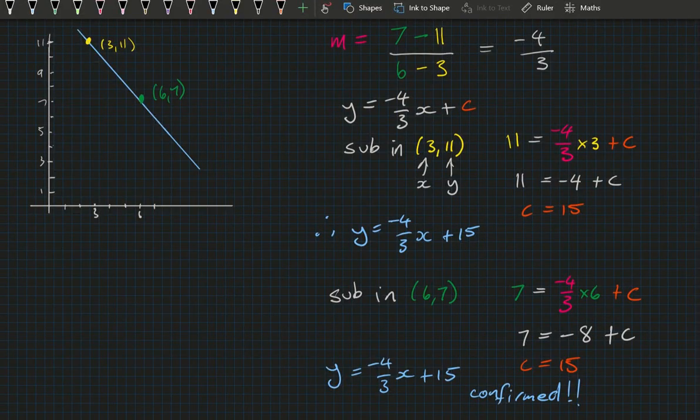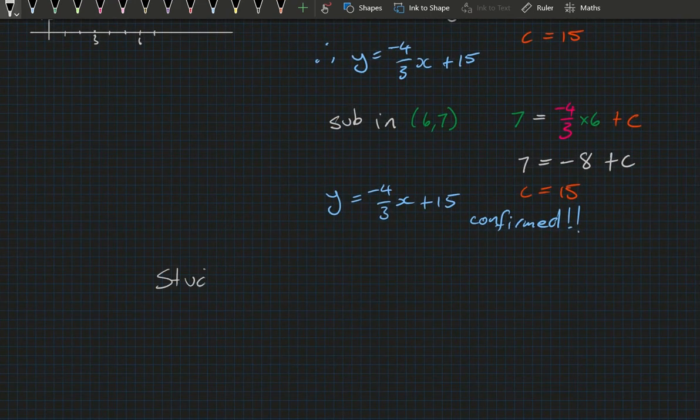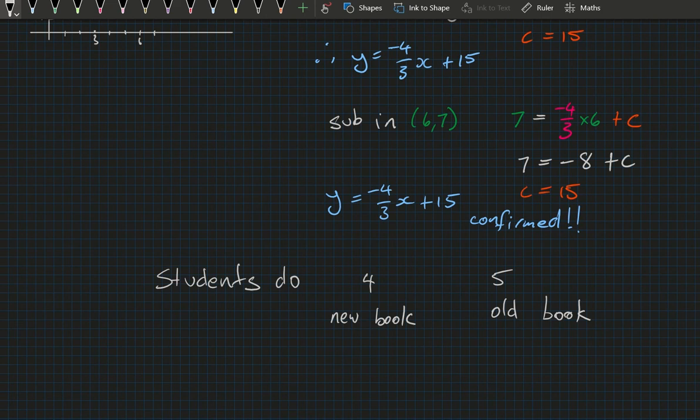And now that we've confirmed our method in 3 different ways, students should be confident to go on and try this. So students, please do question 4 in the new book and question 5 in the old book. As always, I recommend you pause the video and do these now and apply the learning. Okay, I'll see you in the next section.